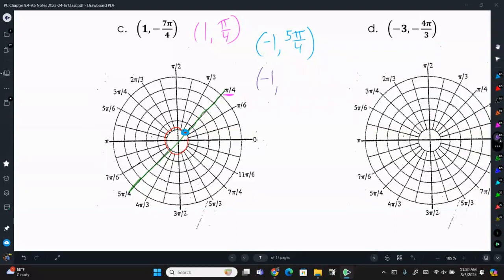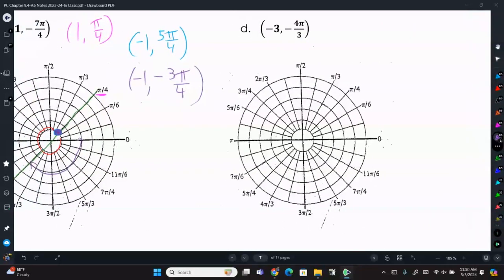Then I could do negative 1 comma negative 3 pi over 4. You're going this direction 3 pi over 4. I land here, and then 1 unit in the opposite direction gives me that same point.